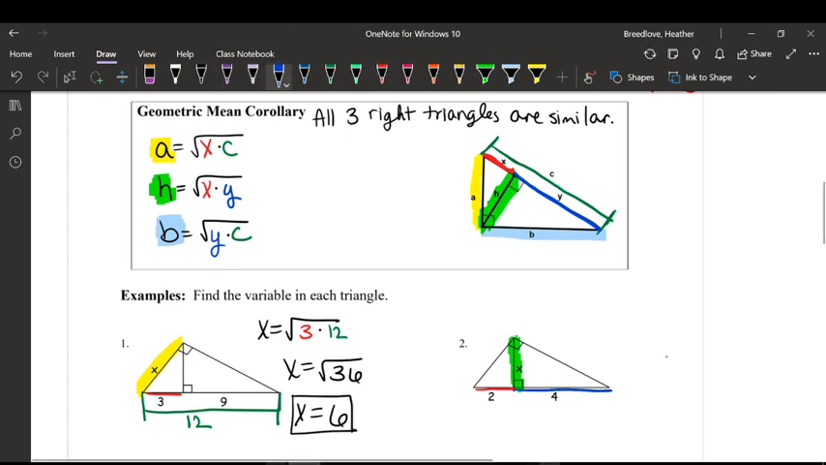Alright, so this is solving for H. So X equals the square root of 2 times 4. Alright, 2 is not a perfect square, but 4 is a perfect square. So I'm going to go ahead and take the square root of 4. So the square root of 4 is 2. That comes to the outside. The square root of 2 has to stay inside because I can't simplify that any further. So this one is X equals 2 square root 2.